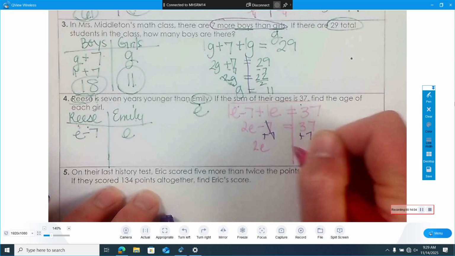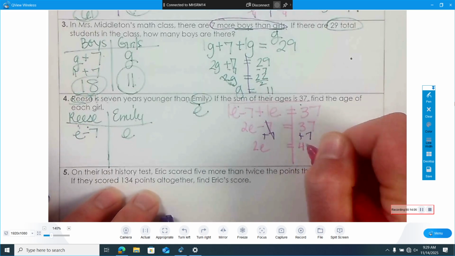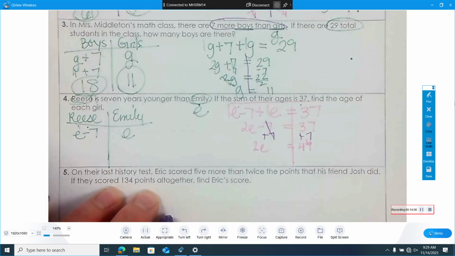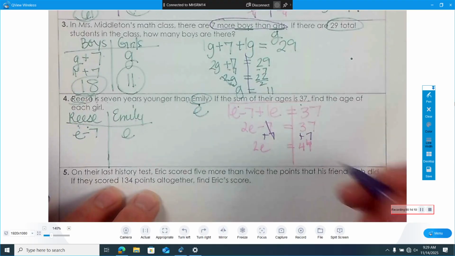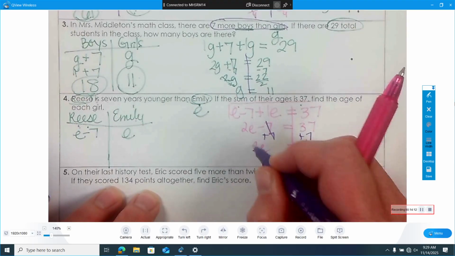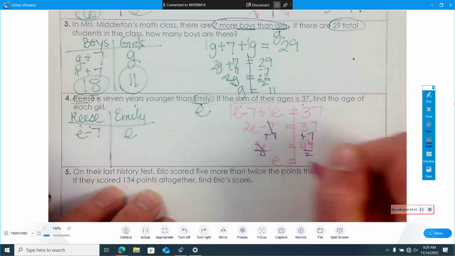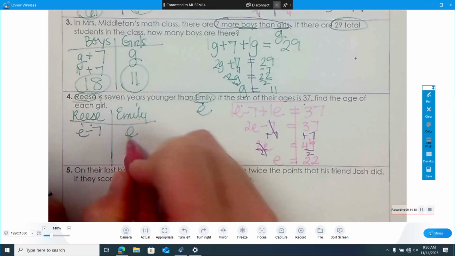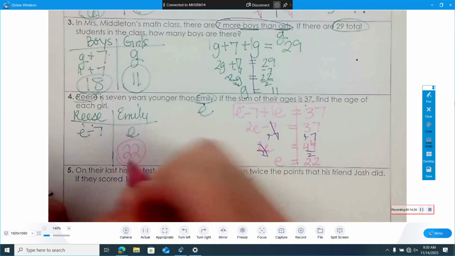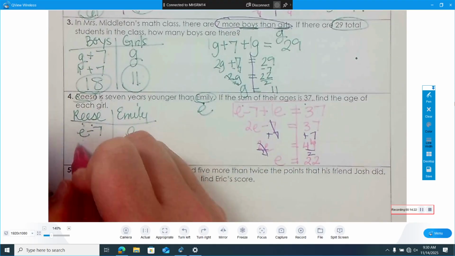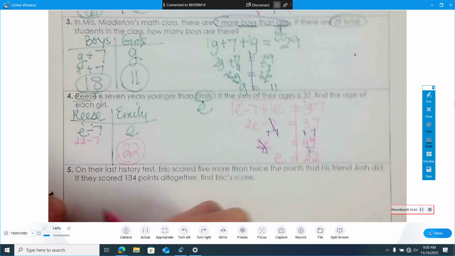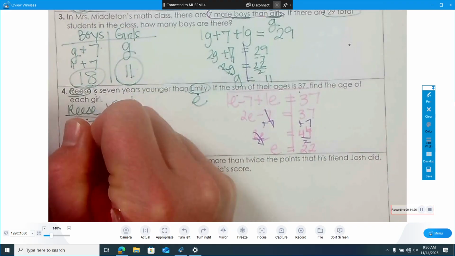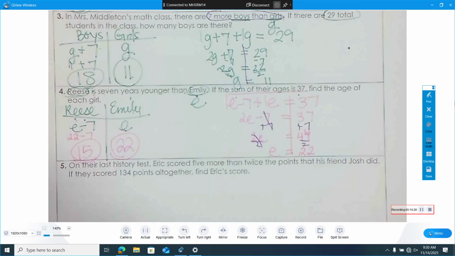So I get 2E equals 44. And then divide by 2, divide by 2. So I get E is 22. Oh, hey, look, Emily is 22, and then how do we find Reese? 22 minus 7, which is 15. Hey, how about that?